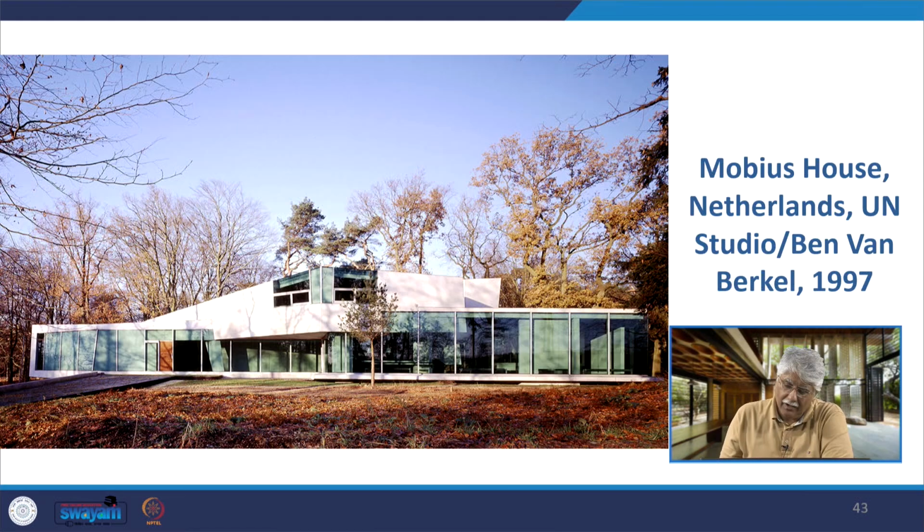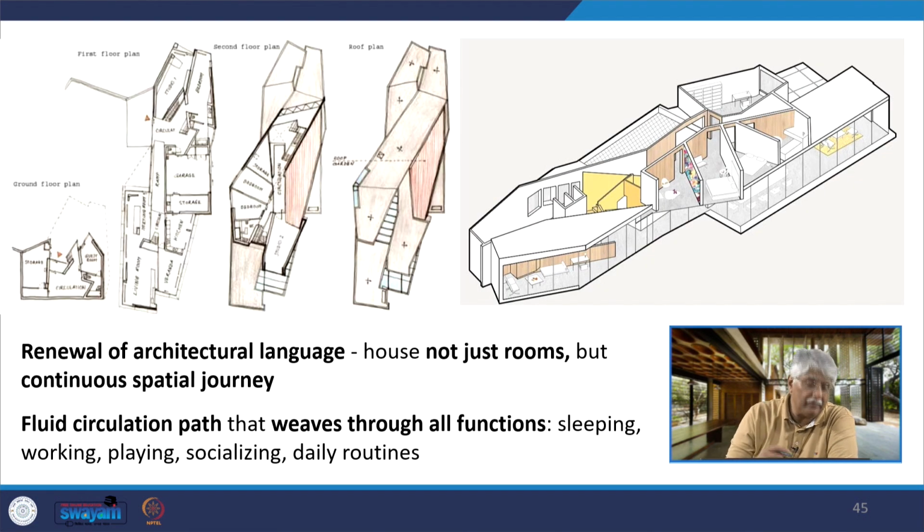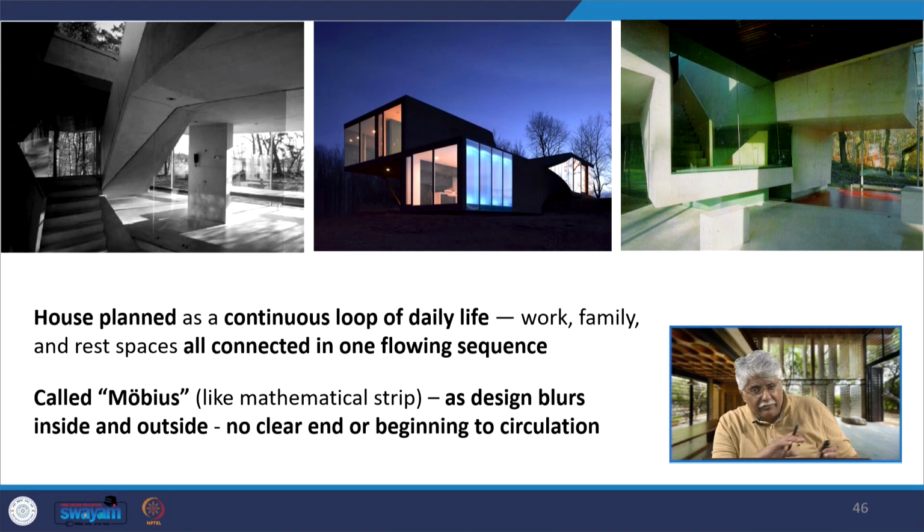Coming to the Mobius House in the Netherlands by UN Studio and Ben van Berkel in 1997, based on the Mobius strip, which is a loop with a half twist so that the inside and the outside intertwine. Here there is a renewal of architectural language. The house is not just rooms but a continuous spatial journey. There is a fluid circulation path that weaves through all the various functions of the house: sleeping, work, playing, socializing and the daily activities. The house is planned as a continuous loop of daily life where work, family and rest spaces are all connected in one flowing experience.